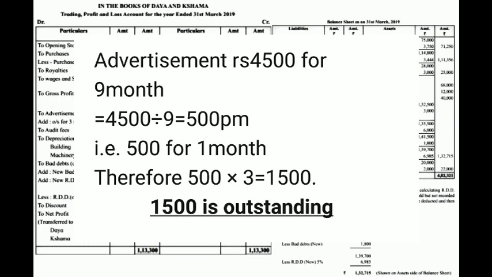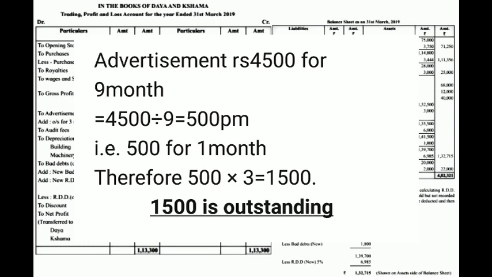So 4,500 for 9 months. If we divide 4,500 by 9 months, we will get 500. That is for per month. That is 500 for only 1 month. And we had calculated the months. How many months are remaining now? 3 months. So 500 is for 1 month, so for 3 months it comes to 1,500. So we will get the amount 1,500. So this 1,500 is your outstanding amount.